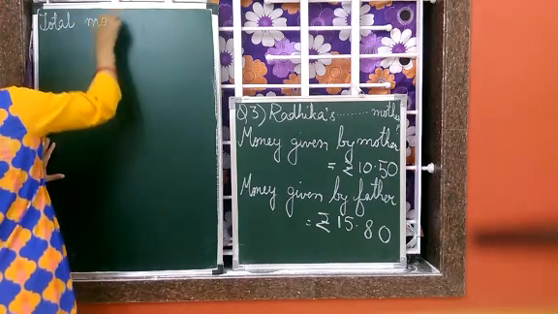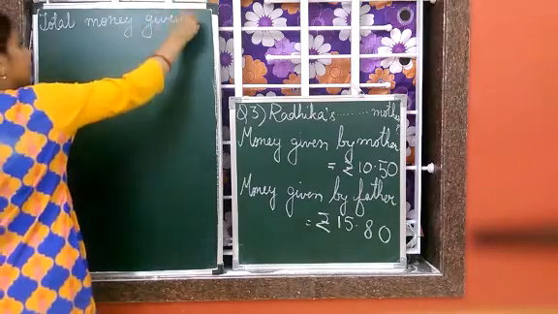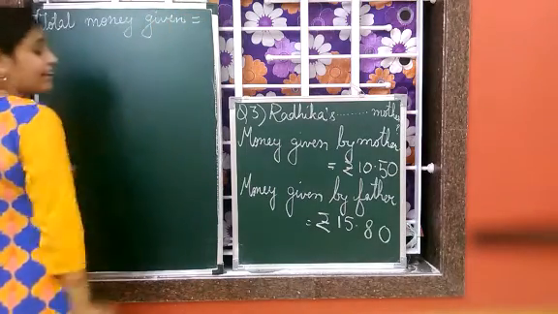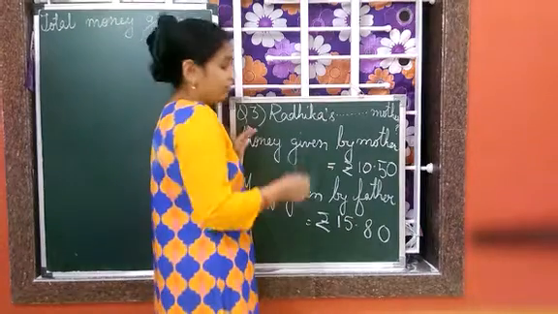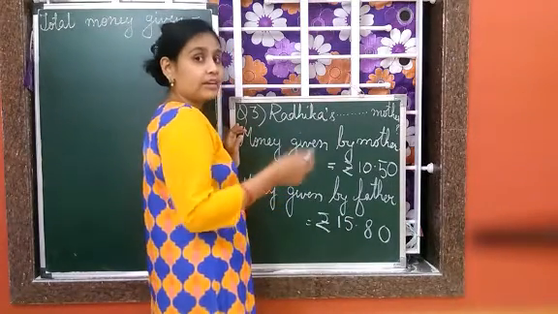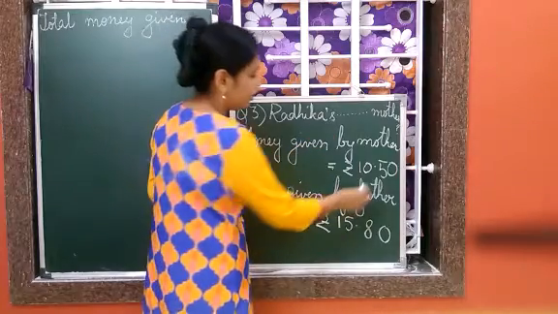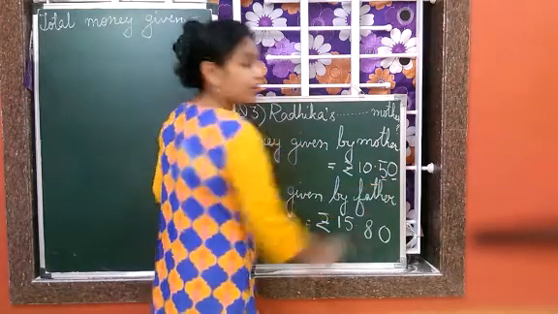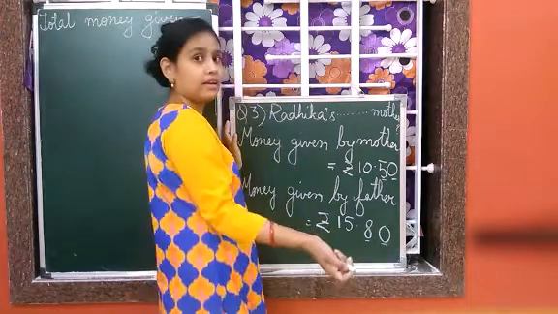Total money given is equal to, again, first and foremost, get back to the question. I told you, for adding, we need to check whether the decimal numbers are like decimals or not. So we check the number of digits, 1, 2, 1, 2. So they are like decimals.